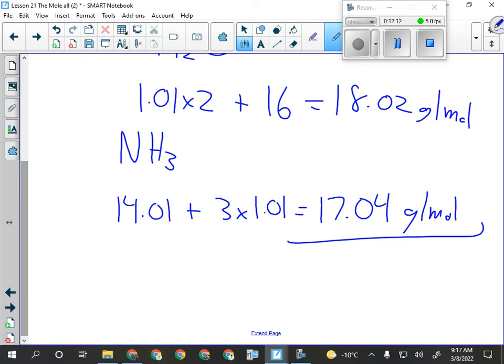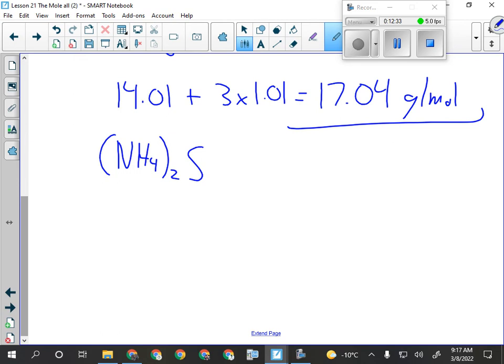Not terribly. Okay. Now let's give you one like this. How many nitrogens are in that compound? 2. Right, okay, there's brackets around this. Multiply everything inside the brackets by 2. So 14.01 times 2. Okay, plus how many hydrogens? 8. Okay, 4 times 2 is 8. So 1.01 times 8 plus sulfur, 32.07. Okay, and there's only 1 sulfur.